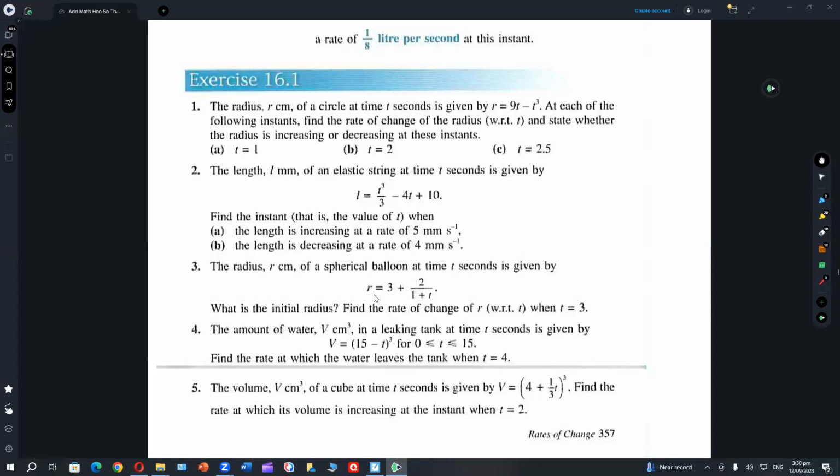The radius of a circle at time t seconds is given by r is equal to 9t minus t cube. At each of the following instants, find the rate of change of the radius and state whether the radius is increasing or decreasing at those instants. So now you have to read the question, give the reference, again, do a separate register for questions and keep one register for notes.